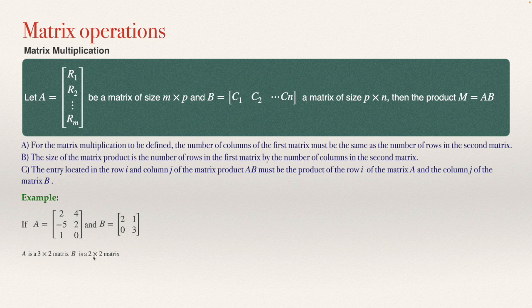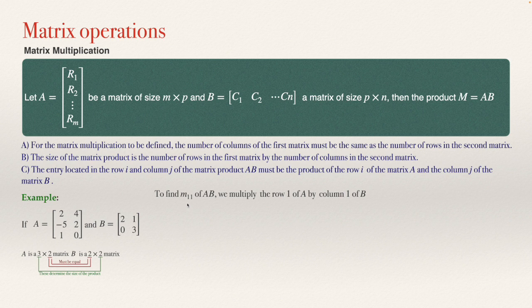And we observe that the number of columns of the first matrix is the same as the number of rows of the second matrix. So these two numbers here in the middle need to be the same for the multiplication to be defined. This is what item A is telling me. And item B is telling me that the size of the answer will be a 3 by 2 matrix. So these two numbers at the end tell me the size of the product. So I know that the answer will be a 3 by 2 matrix.